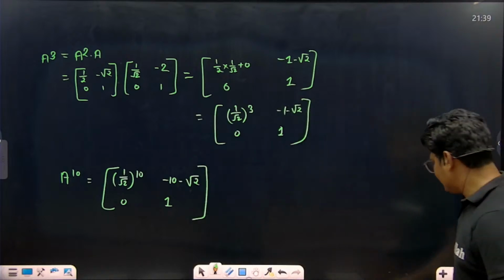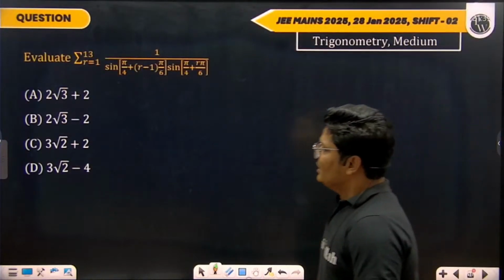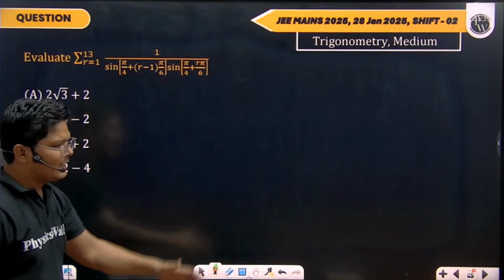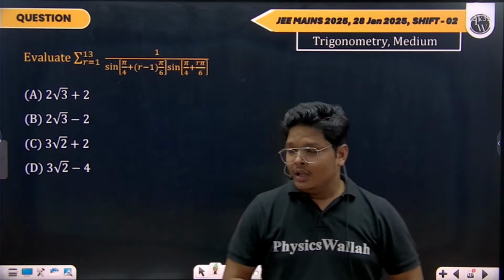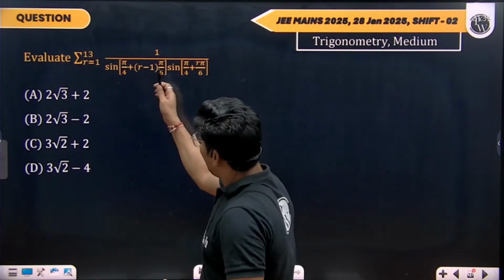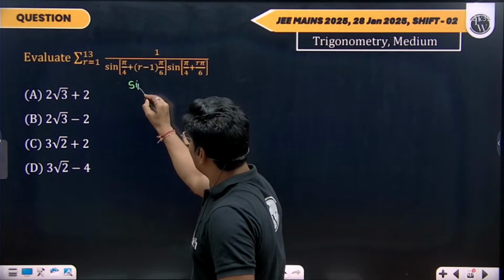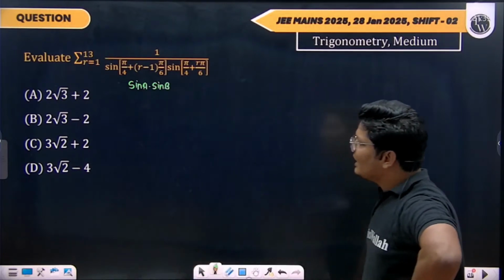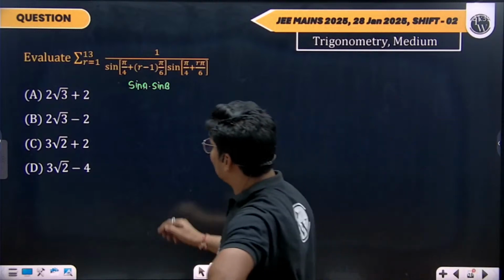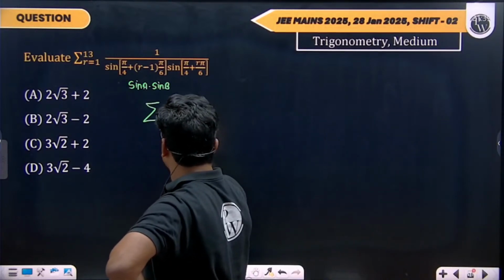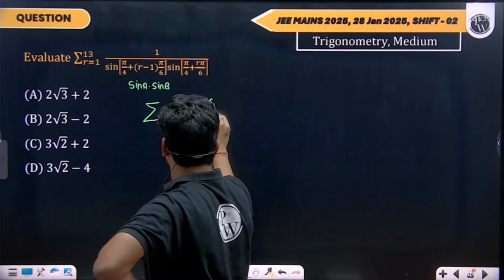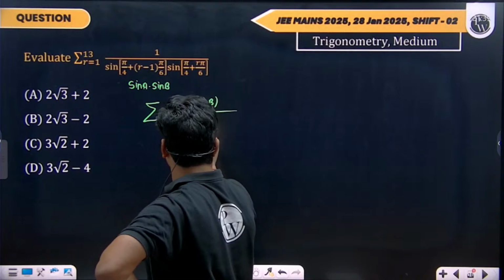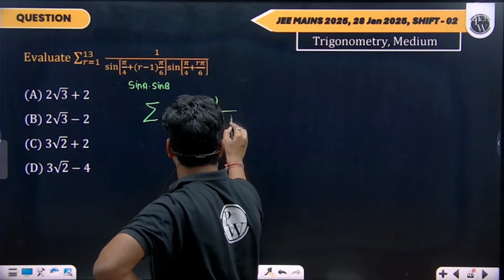Now move on to the next question. In this question we have a multiplication of sin A and sin B in the denominator, and you must have seen that we have to form a telescoping series. For a telescoping series we multiply and divide by sin of A minus B, in the numerator and in the denominator. This will be sin A, sin B.